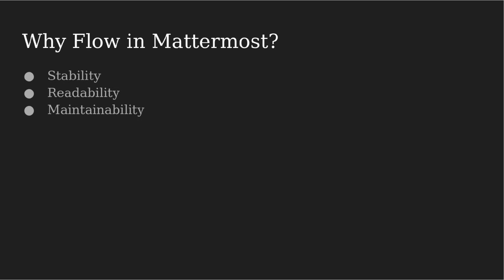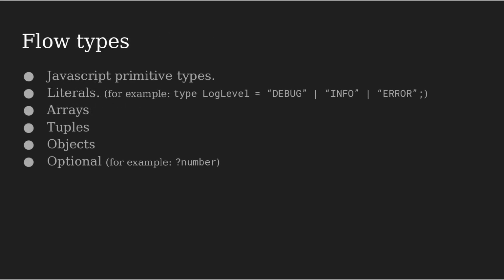Before seeing a hands-on example of how to migrate something to Flow, let's talk a bit about which types we can define in Flow and how. We can use all the primitive JavaScript types: booleans, strings, numbers, null, and undefined. We can use literals when we need to specify a value or a set of values. For example, we can define that our log level variable must be one of the strings debug, info, or error.